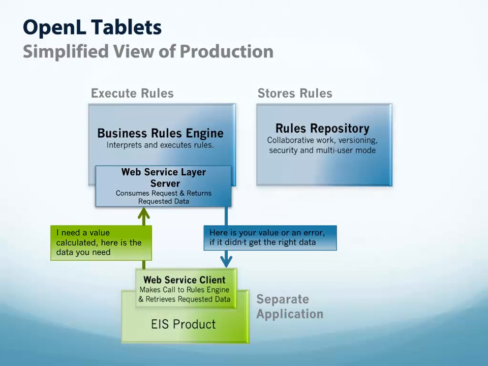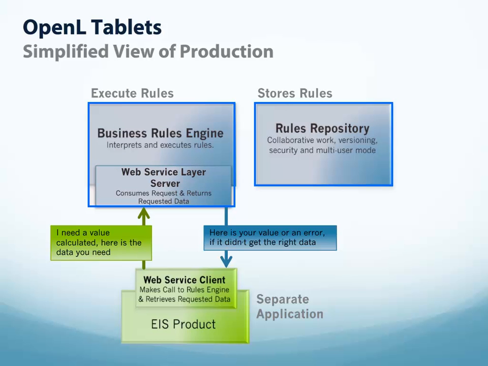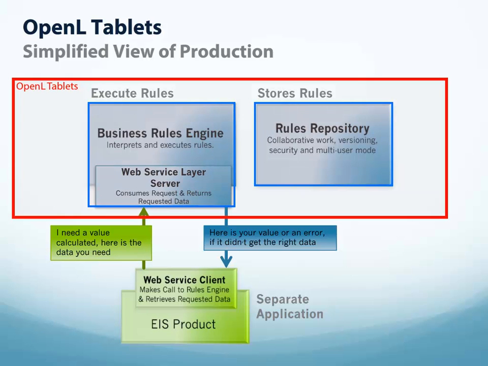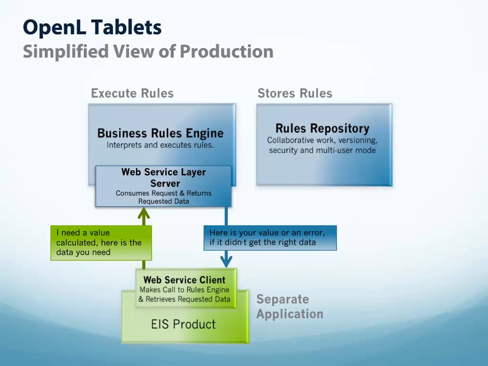Here is a very simplified view of production for a business user that shows that the business rules engine and the rules repository are the only pieces of the OpenL Tablets solution that are actually deployed in a production view. The rules development components are only really needed in a development environment to develop the rules with. In this illustration, there's a web service server and a web service client. You see that the rules engine has a web service layer that an application can make a call to.